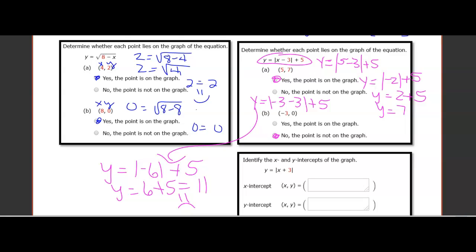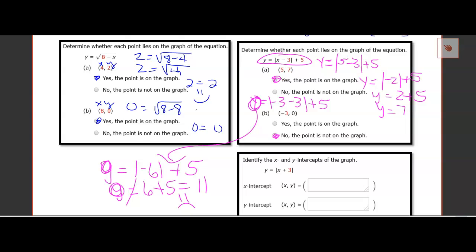So what did you get when you did those two problems? When I plugged in 5 for x and a 7 for y, I got a true statement. 7 equals 7. So the first one is a solution. When I worked on the other one, I ended up with a y equal to 11, and that is not equal to 0. I plugged in a negative 3 for x, a 0 for y, and we can see that these two are not equal to each other. So for the second one, that is not a point on the graph.